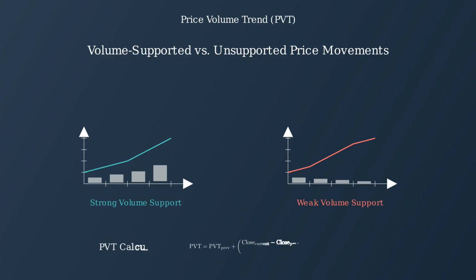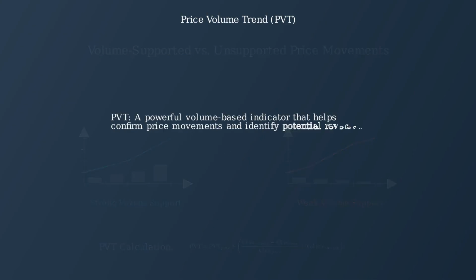The PVT calculation adds or subtracts a portion of the current volume based on the percentage price change. This formula shows how each day's value is calculated and added to the previous PVT value. In summary, the price volume trend is a powerful volume-based indicator that helps traders confirm price movements and identify potential market reversals by analyzing the relationship between price changes and trading volume.